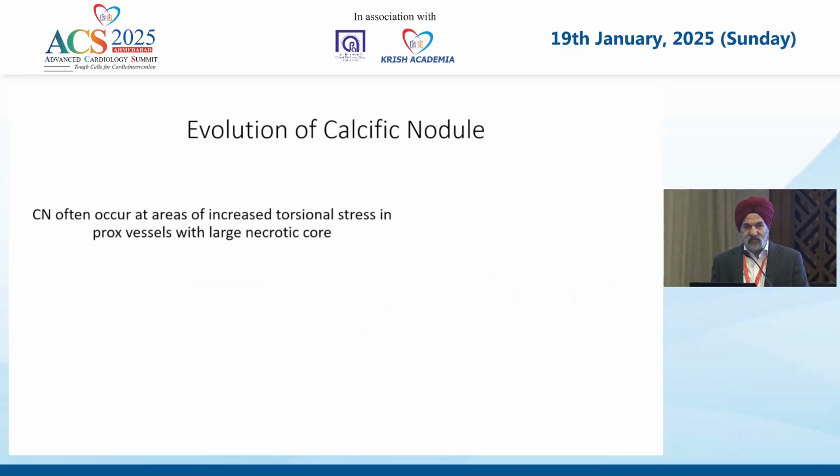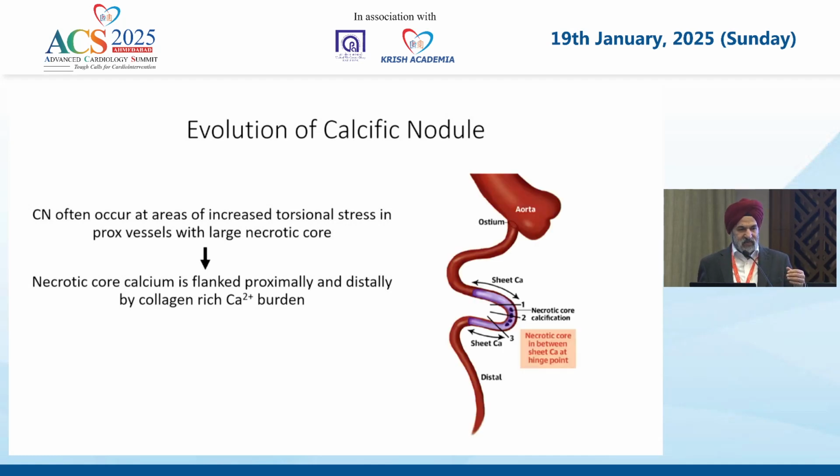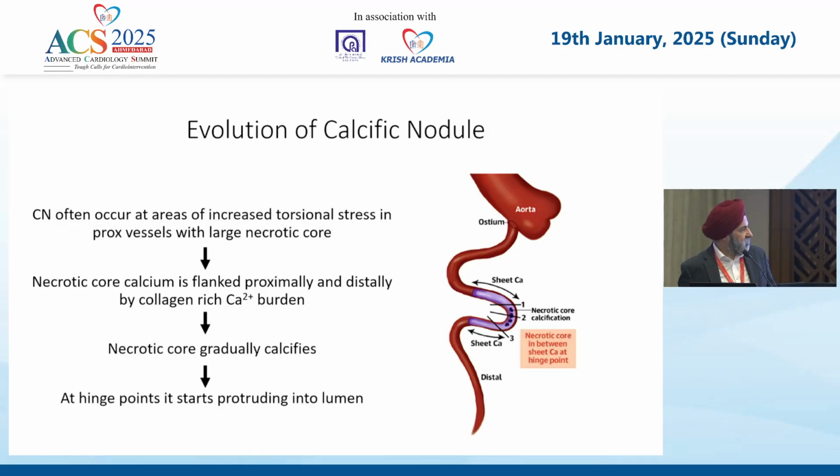Well, as I told you, the calcific nodules develop in the proximal part of the vessel. These are the parts where there's a lot of torsional motion going on. So the necrotic core here builds up, and it's in between the two calcific plates that you get to see. These are the calcific plates, and in between them there is a necrotic core built up with calcific plaques. This core is gradually calcifying, and at the hinge point it starts protruding, and the moment it protrudes, it breaks open into the lumen of the vessel, and you have a nodule formation which now breaks into the lumen.